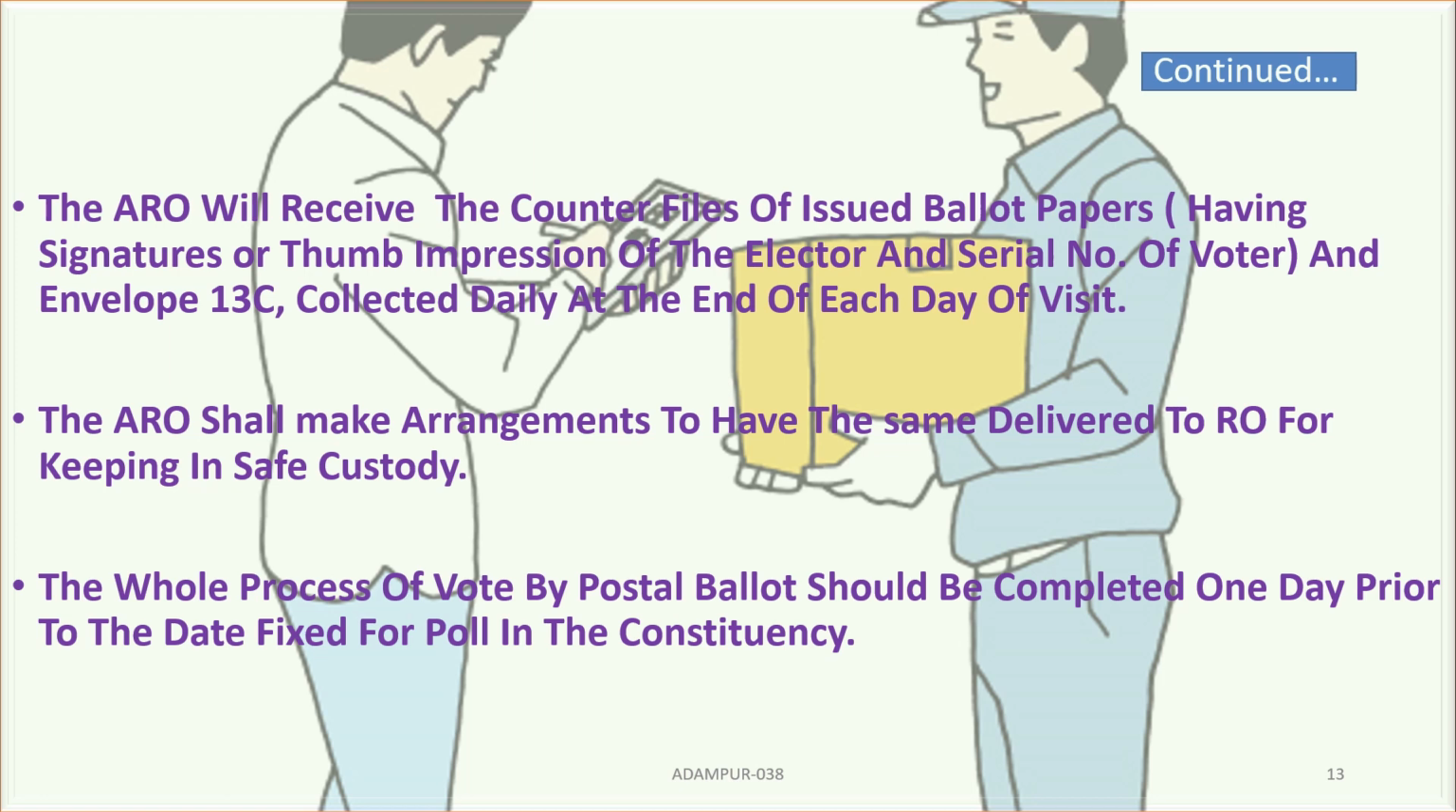The ARO will receive the counterfoils of issued ballot papers having signatures or thumb impressions of the electors and serial numbers of voters, and envelope 13C, collected daily at the end of each day of the visit. The ARO shall make arrangements to deliver the same to the RO for keeping in safe custody. The whole process of voting by postal ballot should be completed one day prior to the date fixed for poll in the constituency.